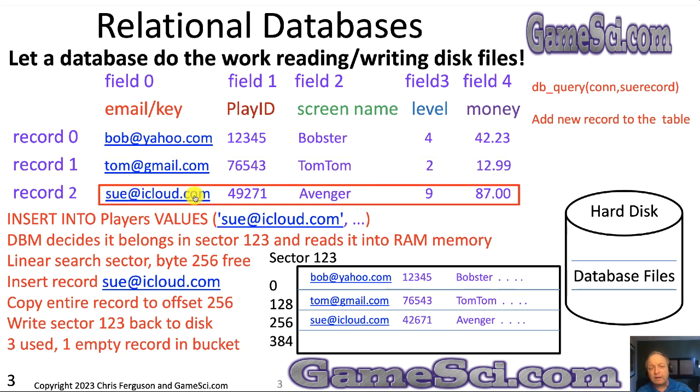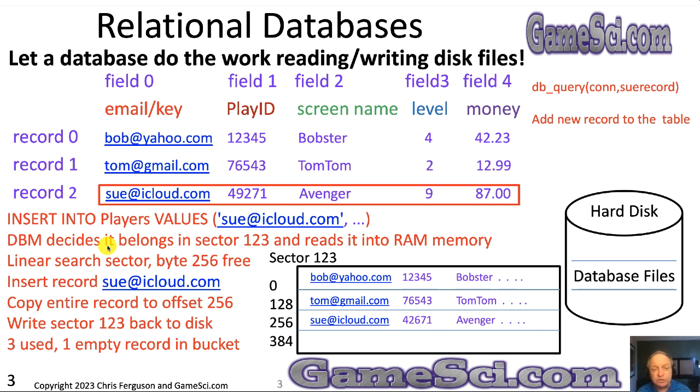Sue at iCloud with the player ID of 49271 will DB query the Sue record into the database, add it to the table. Again, this is an SQL command, insert into players. Insert a new record into the players table, and the values will be the values you see here in the red box. Insert those values into the database. The DBM decides it belongs in sector 123. So once again, the database manager reads that sector into RAM memory.